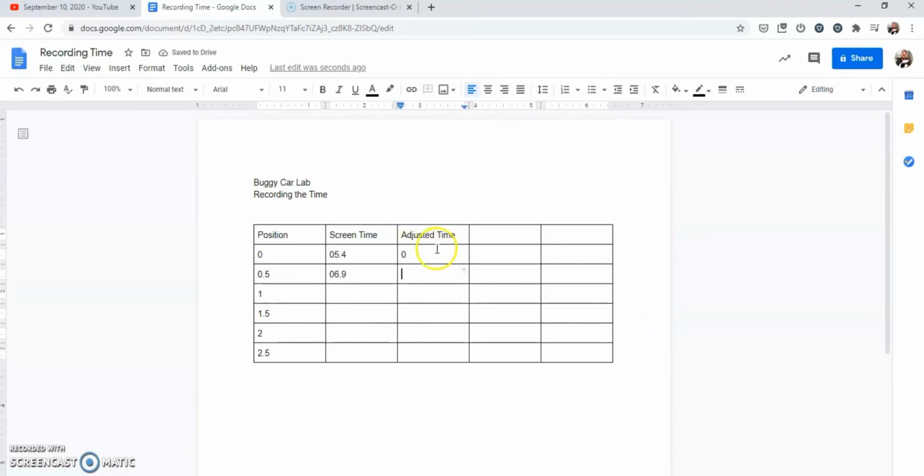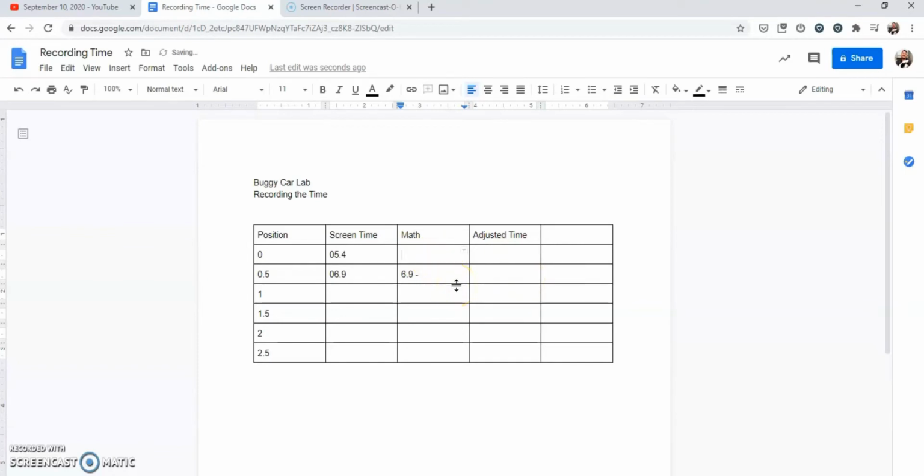06.9, and then my adjusted time. Well, how am I going to adjust? How much time later was that from when I started? Easy. I just have to do the same adjustment each time. Here we'll make a new column. How about we call it math? And how did I do this first one?